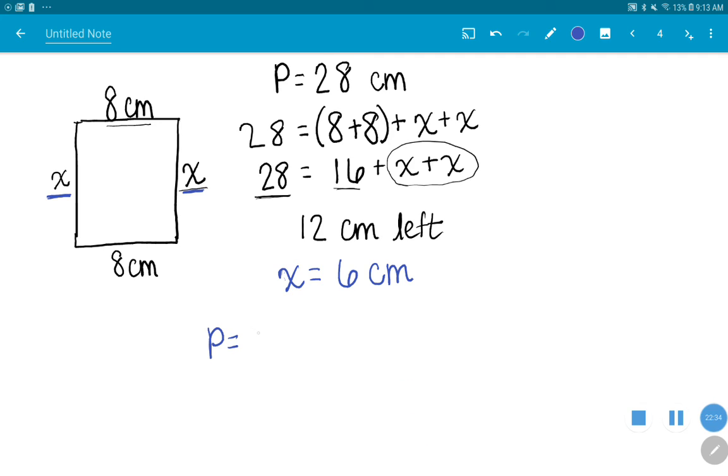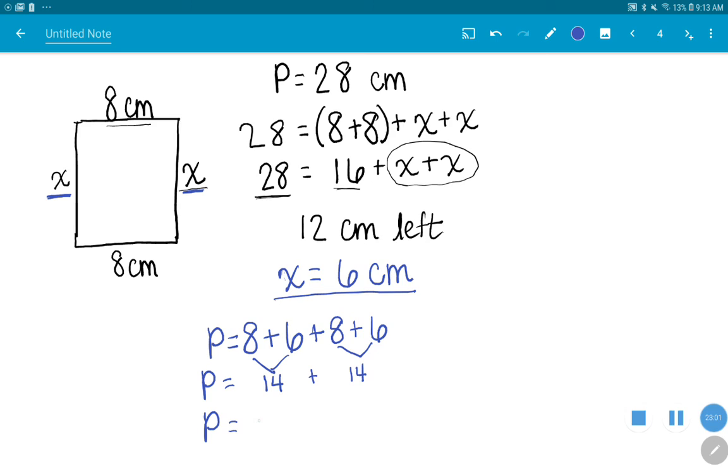Perimeter equals the length, which is 8, plus a width. We said that we think x equals 6, plus the length, which is 8 again, plus the other width, which we think is 6. So 8 plus 6 equals 14. 8 plus 6 again equals 14. And if I add 14 plus 14, I get 28. So we were correct. The perimeter equals 28 centimeters. So that's just going to take a little bit of thinking.